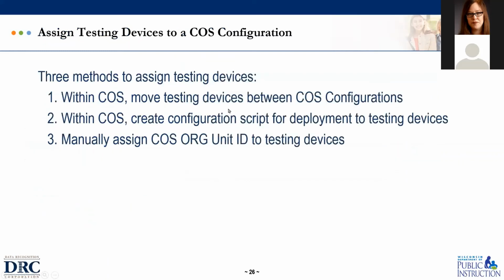The next thing I want to cover is how to manage testing devices within a configuration. I'm going to walk through 3 different ways to do that. One is, if I have testing devices in one COS configuration and I want to move them to a different COS configuration, how do I do that? The other is, how do I actually deploy, using your software distribution mechanism, a script out to the testing devices to automatically assign them to a COS configuration, or how do you do it manually?